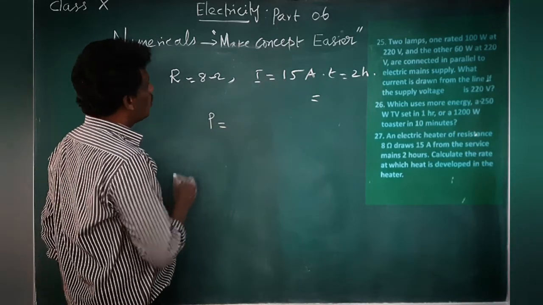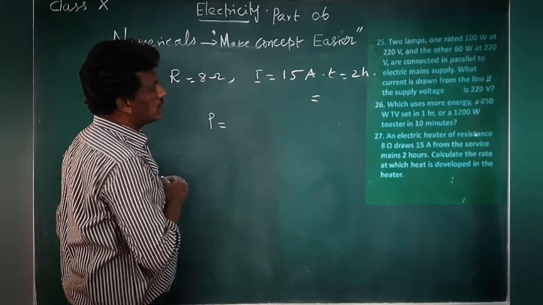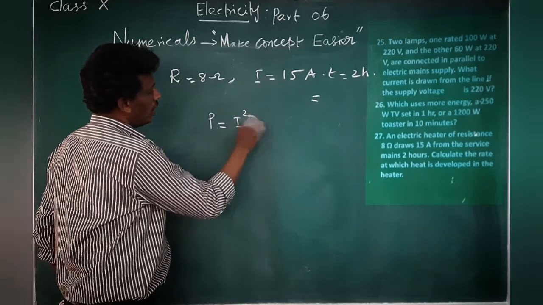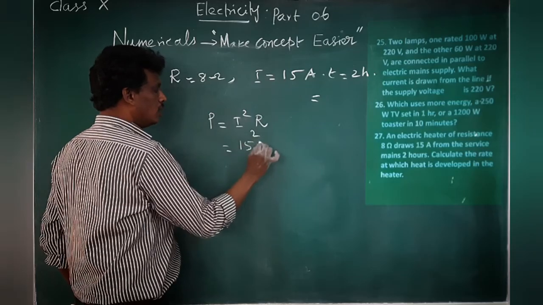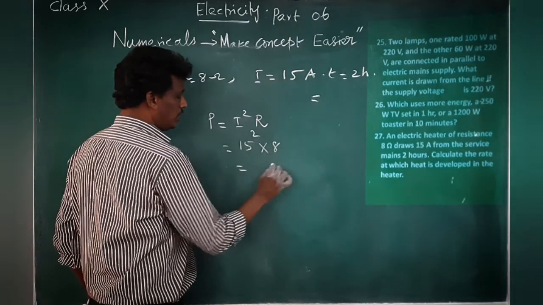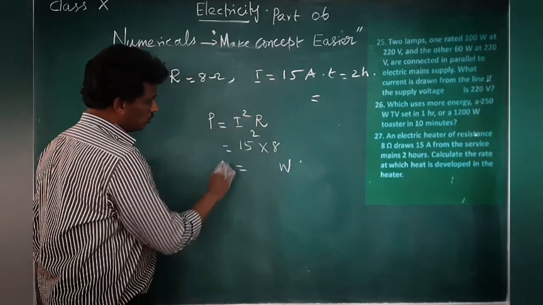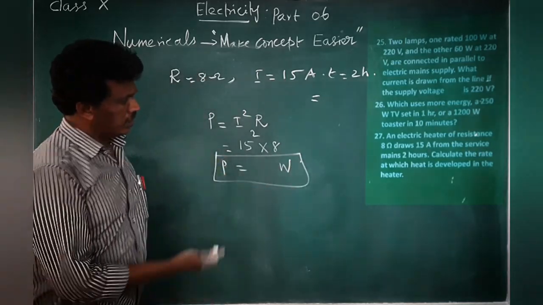The rate at which heat is developed is nothing but what? Power. So what is given here? R is given, I is given. So what is the basic formula? I squared R. What is I? 15. R is 8. So you will get it in terms of watt. So the first part is over. I think that much only was asked.